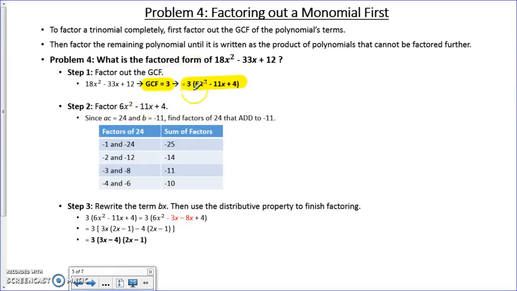You do nothing with this 3x. Okay, with this 3, excuse me. See how we don't bring the 3 back in until step 3. So forget about the 3 for now. Look at the trinomial 6x squared minus 11x plus 4. You want to factor that.